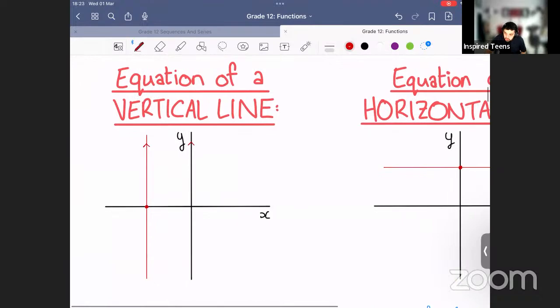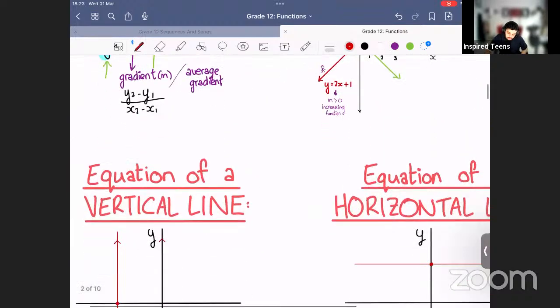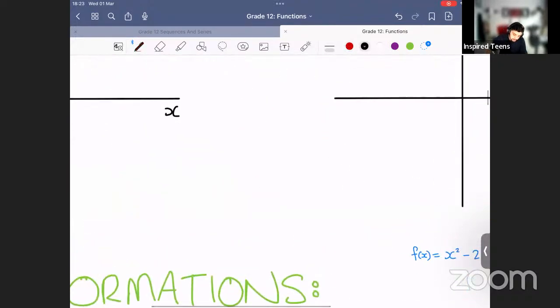Let's talk about the equation of a vertical line. First, before we do that, we're going to quickly talk about gradient. One thing you should note is that the gradient of a horizontal line, can anybody tell me what is the gradient of a horizontal line? What is the gradient of a horizontal line?